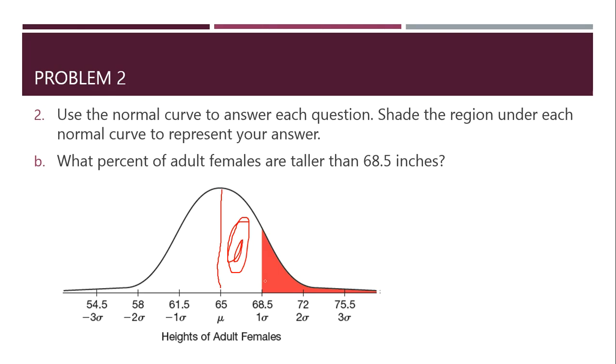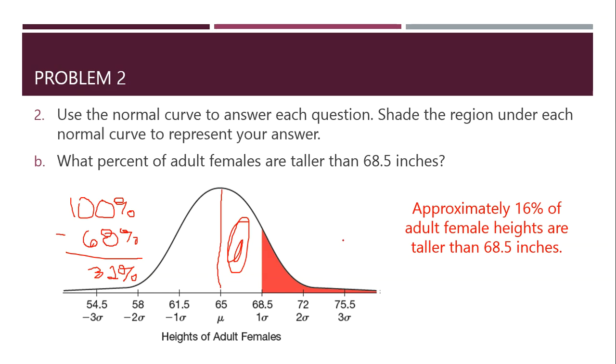So I think what I'm going to do is I'm going to say, all right, I know 100% is the whole thing. I know that from -1 to +1 is 68%. So how about if I subtract that out of my 100%, which gives me 32%. The only thing is, when I did that, that 32% not only includes this shaded part, doesn't that mean it would include this part at the bottom as well? And I don't want that side, I only want this side. So I'm going to cut that 32% in half, and that means that about 16% of adult females are taller than 68.5 inches. Cool.